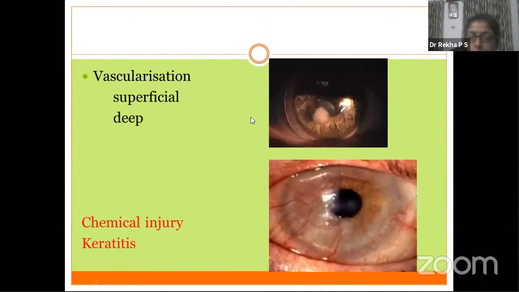Now, vascularization. Vascularization can be superficial and deep. You can get a localized vascularization sometimes in a healing corneal ulcer, and that is not going to affect vision much. But if you get a diffuse vascularization like this, then that is going to affect vision. So you have to ask for history of chemical injuries, keratitis, etc.